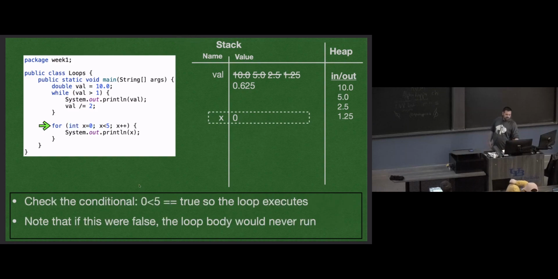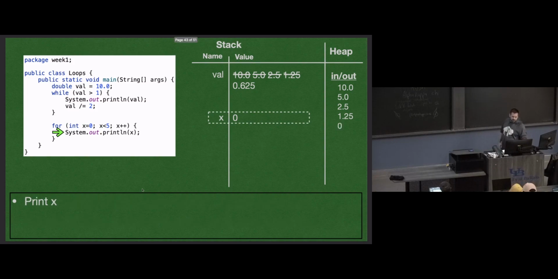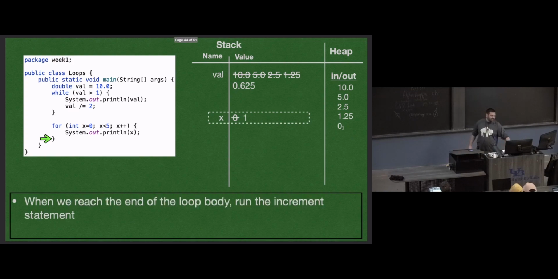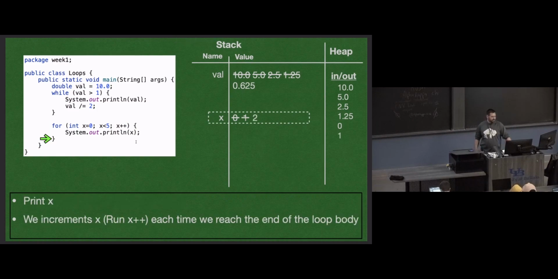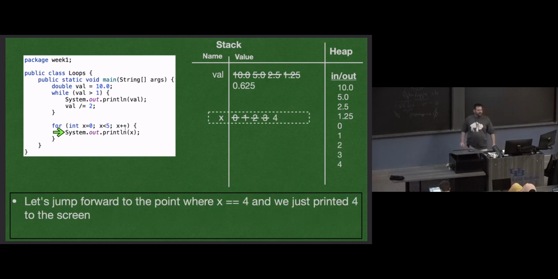Check the conditional. 0 less than 5 is true. Run the code. It just prints 0 to the screen. And then when we reach the end of the body of the loop, we execute the increment statement. So we bump x up by 1, cross out the 0, write a 1. Do it again. Condition still true. Run the body of the loop. Increment. You get it, right?